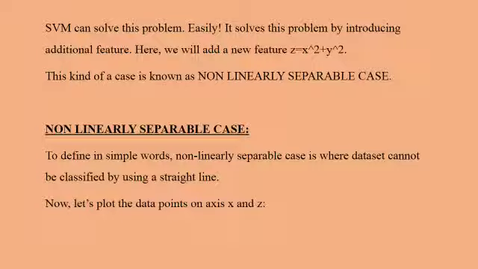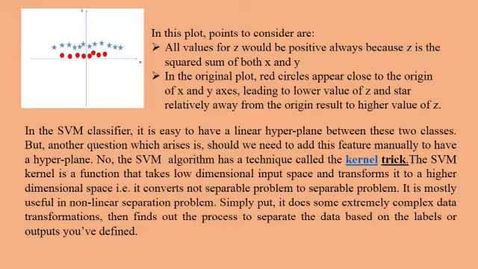Now let's plot the data points on axes x and z. In this plot, the point to consider is that all values for z would always be positive, because z is the squared sum of both x and y. In the original plot, the red circles appear close to the origin of the x and y axes, leading to a lower value of z, and the stars relatively away from the origin result in a higher value of z. In the SVM classifier, it is easy to have a linear hyperplane between these two classes.